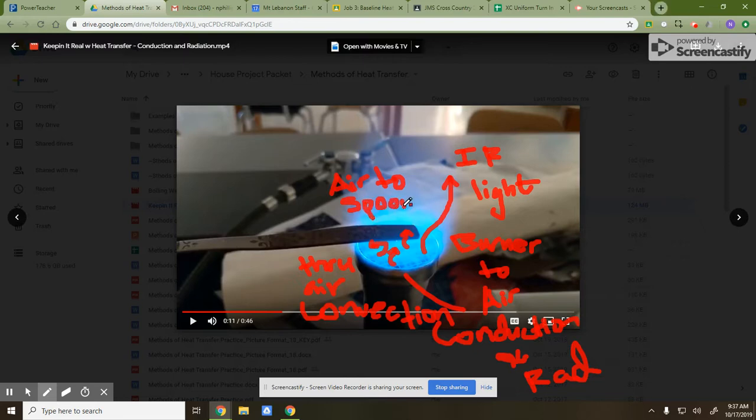You have a problem with your spoon. Air to spoon, you guessed it, conduction. Condoleezza Rice. Now that it's in the spoon, it's going to transfer through the spoon, and that's what we're about to see. Through spoon, you guessed it, conduction.